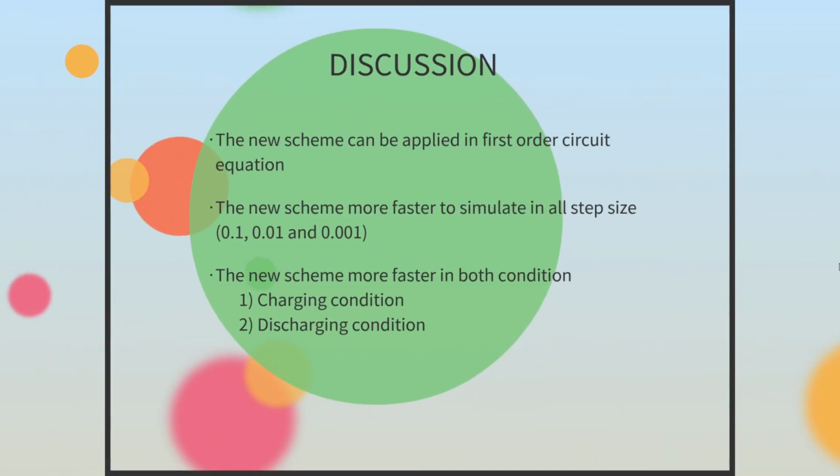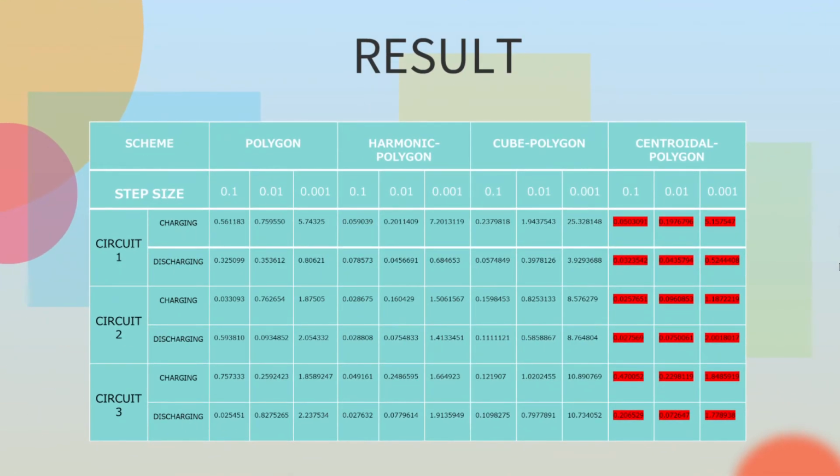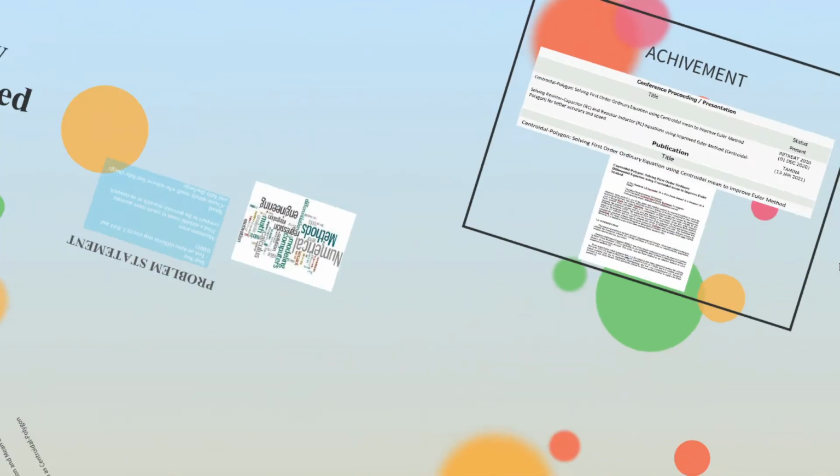In the discussion, we will discuss that the new scheme can be applied to the first order RC circuit equation, and the new scheme is faster to simulate in all step sizes 0.1, 0.01, and 0.001, and faster in both charging and discharging conditions. This is my result. It shows that the centroidal polygon is faster at all step sizes for circuit 1, circuit 2, and circuit 3.